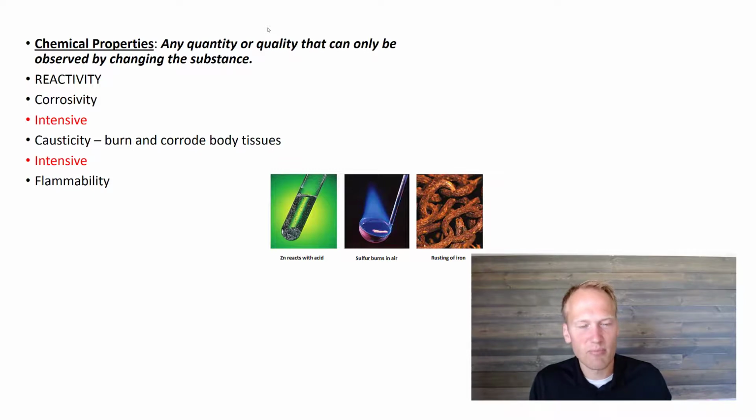Will this combust? Will it burn if it gets to a certain temperature? That would be our last chemical property, which is also intensive. What you'll notice about chemical properties is they are always intensive. It doesn't matter how much of a substance you have, the chemical properties will always be the same.